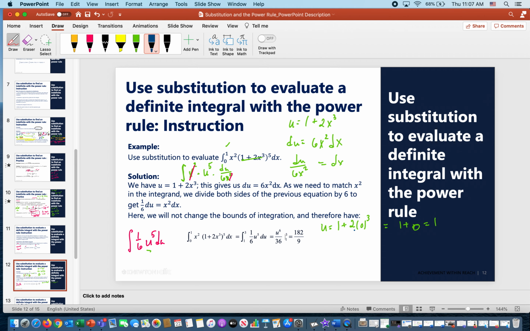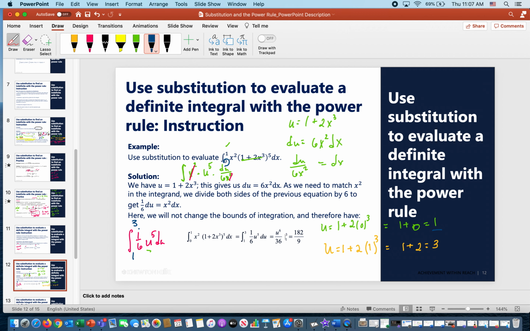Now notice I plugged in 0 for x, right? So on the bottom here, I'm not going to have 0 anymore. I'm going to have 1 because that's what this thing's equal to, right? I'm going to go over here and I'm going to let u equal 1 plus 2 times 1 to the third. And that's going to equal 1 plus 2, or 3. So my boundary up here is going to be 3.